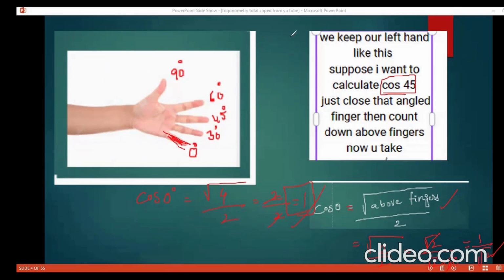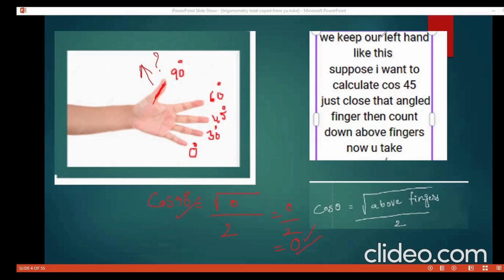Okay. Now, let us take one more example, like cos 90, I am calculating. So, you have to hold your thumb. Now, how many above fingers are there? There are no above fingers, right? So, there are 0, because no fingers means it is 0. Root of 0 upon 2, that is 0 by 2, which is equal to 0. So, cos 90 is 0. You check from your table, you'll get the same answer.